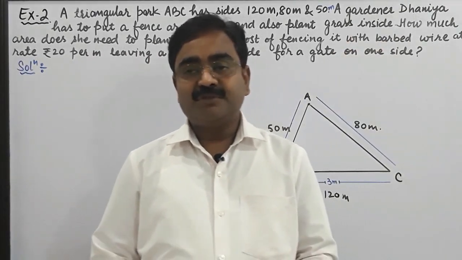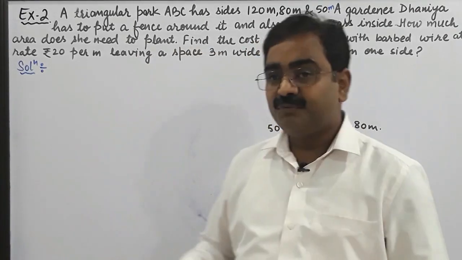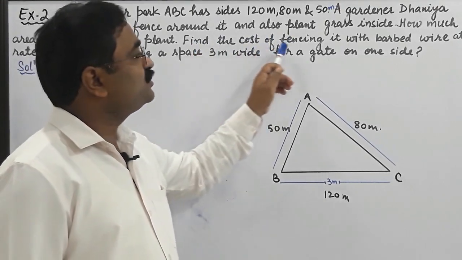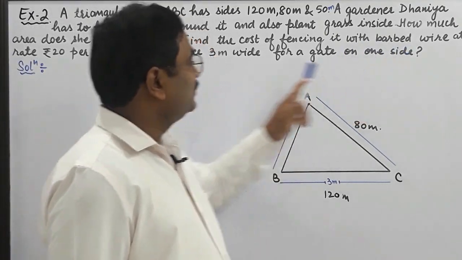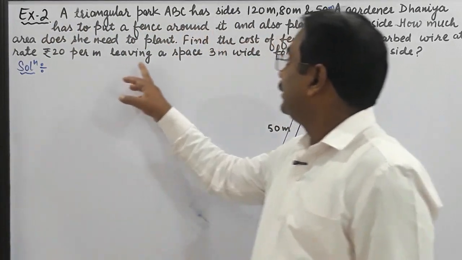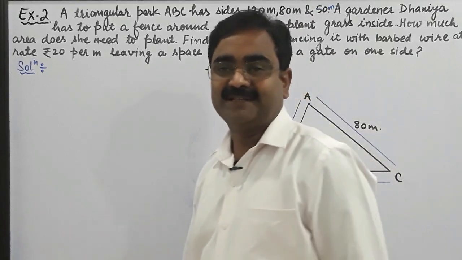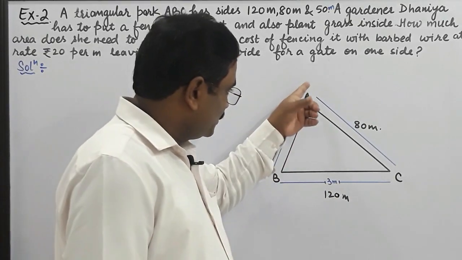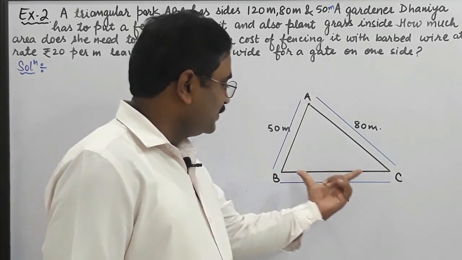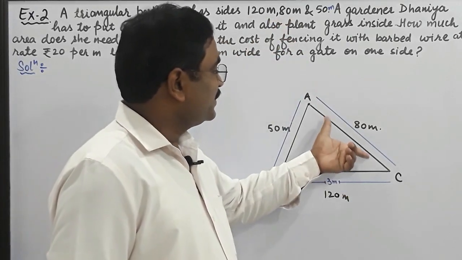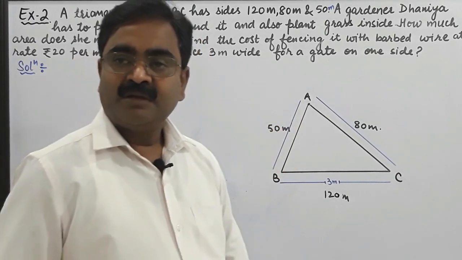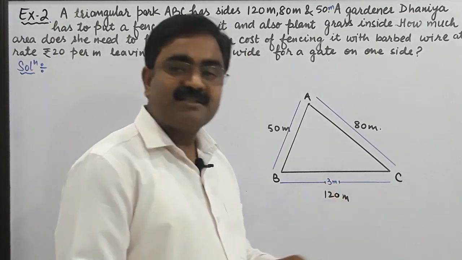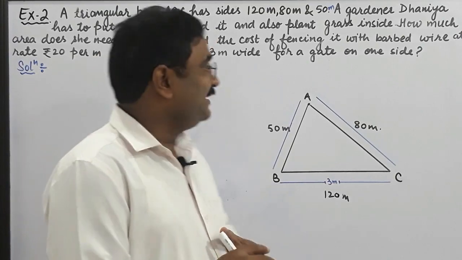Okay friends, the second part in this question is asking, she wants to fence this park with the barbed wire. So the question is asking find the cost of fencing this park with barbed wire at the rate of 20 rupees per meter, leaving a space 3 meter wide for a gate on one side. So I have drawn a figure of this triangular park, right, in which this triangular park is ABC, where the measure of BC is 120 meter, the measure of AC is 80 meter and the measure of AB is 50 meter. In side BC there is 3 meter space for the gate, meaning in this area there is no fence.